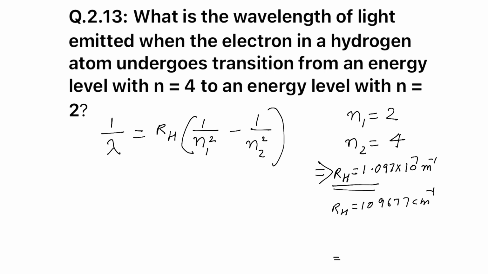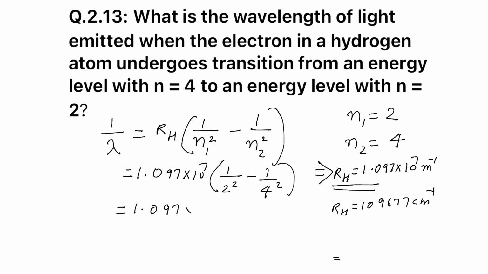Okay, let us see. Substitute. RH is what? 1.097 × 10^7 × (1/2² − 1/4²). On calculating, you will be getting 1.097 × 10^7 × 3/16. On calculating, you will be getting like 2.06 × 10^6 meter inverse.